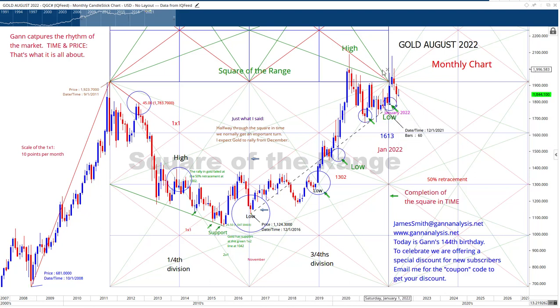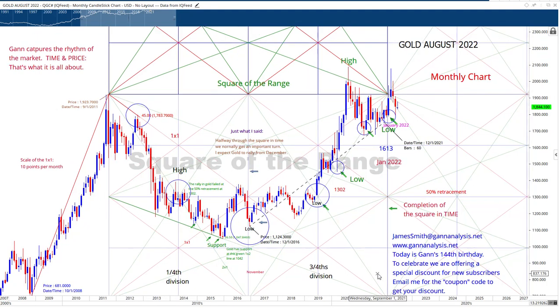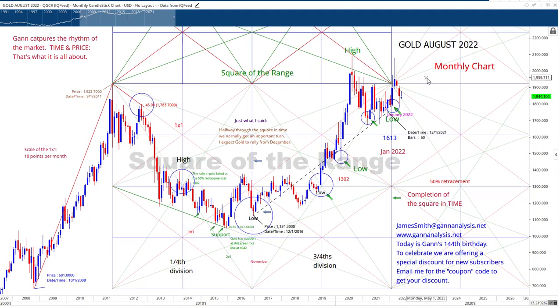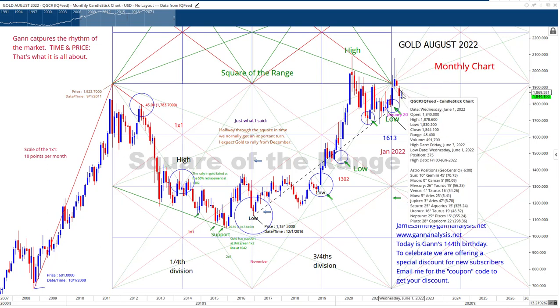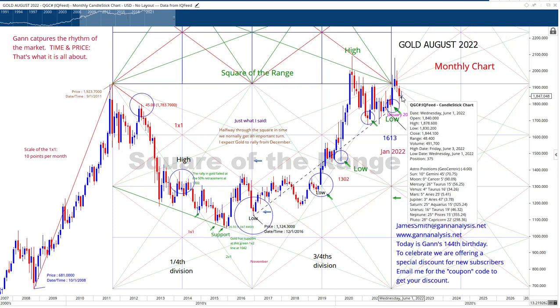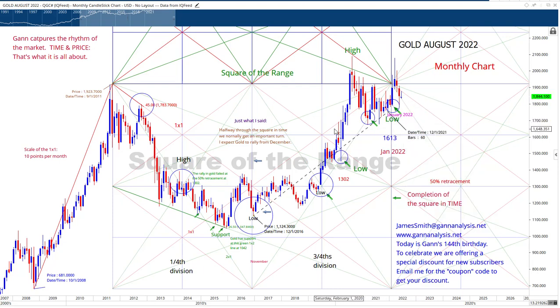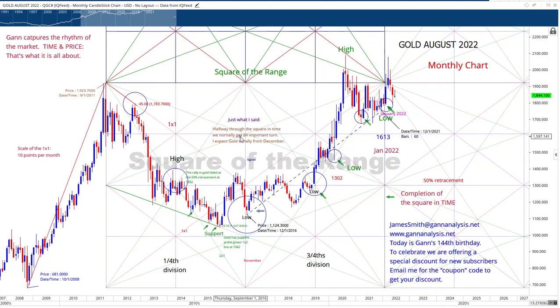You can see here that from the month of January, you completed this square in time, and guess what? It started to move up. We pulled back a little bit, but we're finding support on this green 2x1 line. We're finding resistance on the red 1x1 line, but we're getting ready for something to happen. I think an event is about to happen. So watch this space. Gold is kind of interesting.